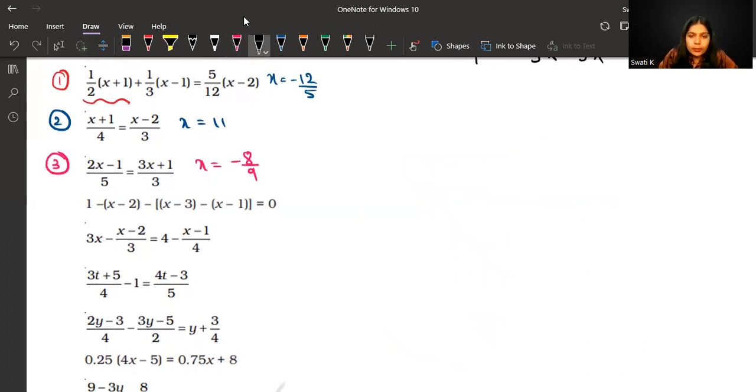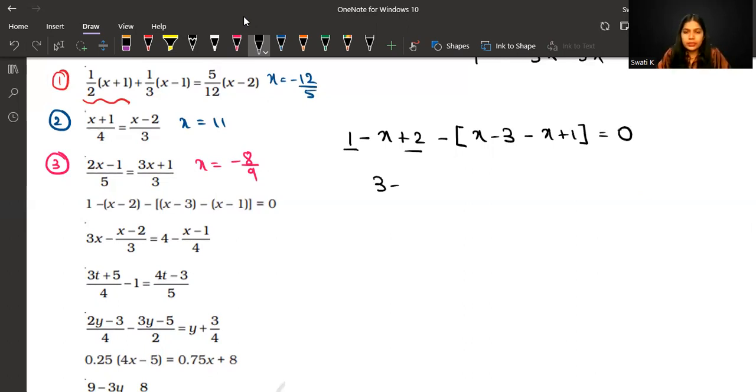So 1 minus, okay, we have a bracket here, but what I'll do, I'll remove the bracket. So this will become x plus 2. Minus, here we have 2 brackets. So I'll keep the bigger bracket as it is. This is called big bracket. And I'll remove the small bracket. So x minus 3 as it is, minus. Here I'm removing the bracket and we have a negative sign, so this will become x plus 1, and then big bracket equals 0.